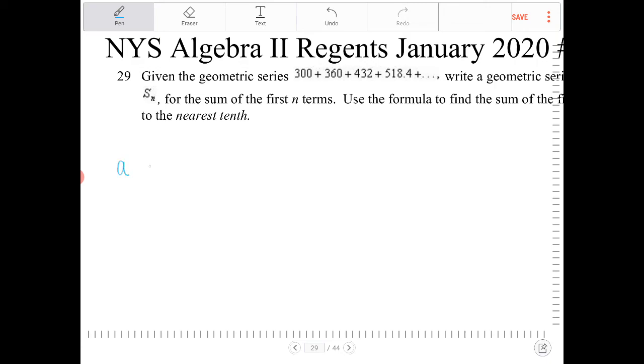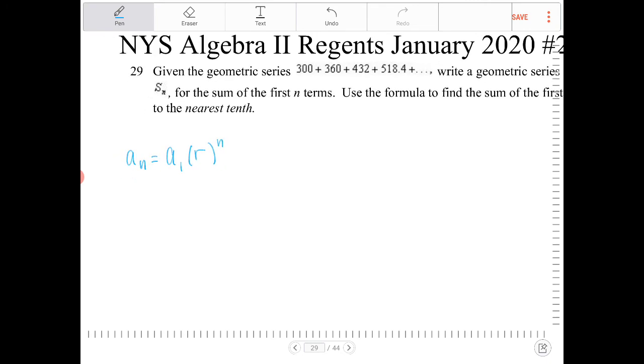So every geometric sequence will have this formula. So a sub n is equal to a sub 1 times r to the n. This is the geometric sequence equation. Actually, n minus 1. My apologies for that.